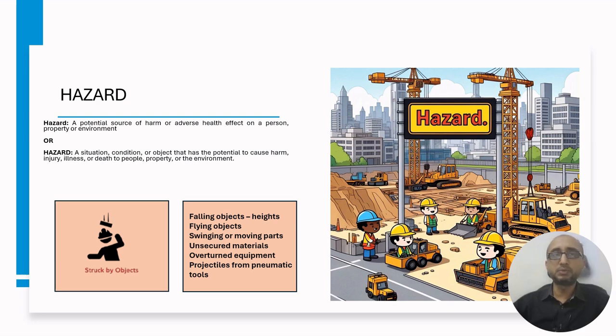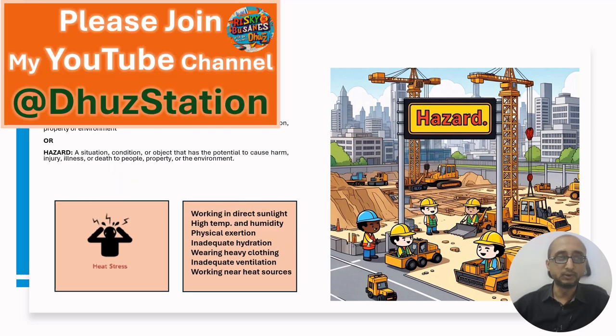Then struck by objects, maybe moving objects like parts of equipment or machinery, like the boom of a crane can hit you. So these are all hazards. Then comes heat stress, health effects in high heat or extreme temperatures. Maybe you can be dehydrated, so you can bear the consequences of adverse weather. So these are a few examples I have given to you, so you can understand them better.